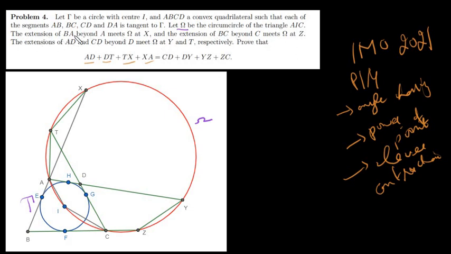And they're saying the line BA, if you extend that, it meets the circle omega at X. And similarly, we have the extension of BC beyond C, it meets at Z. And then we have the extensions of AD and CD, which meet omega at Y and T respectively. So AD meets it at Y, and CD meets the circle at T. And we want to show somehow that all of these lengths are equal.